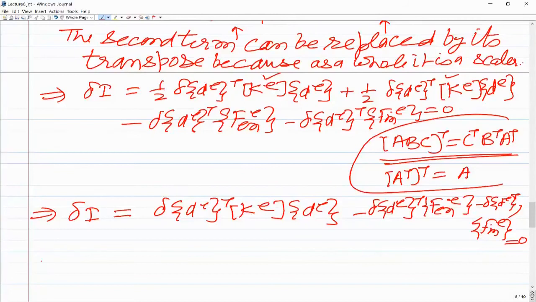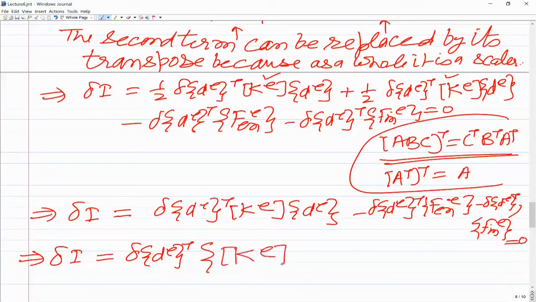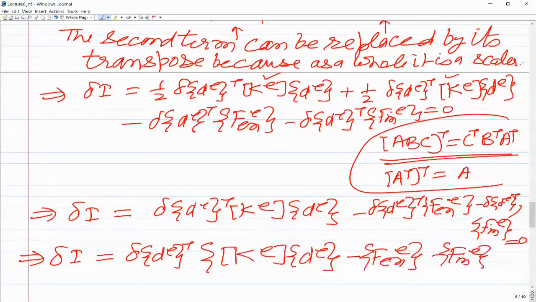Now you will see that I can take delta D transpose as common. So I can write delta I equal to delta of DE transpose as a common factor. When I take delta D transpose as common, I will have here Ke into D. This term would be simply minus F external for the element. Then we will have minus F internal for the element. And this whole thing will be equal to 0, of course.